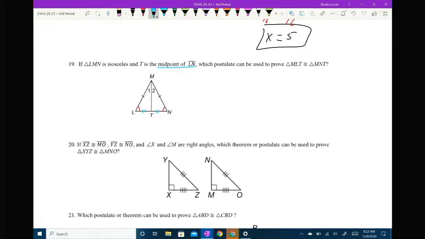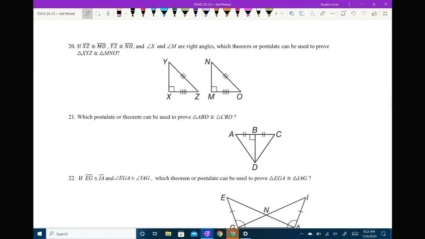Which postulate could be used to prove that MLT is congruent to MNT? Well, here I've got two sides marked and an angle, and the angle is the included angle because it touches both of the sides. Same thing happens over here. Angle N is an included angle. So I've got two sides and an angle, and the angle goes in the middle.